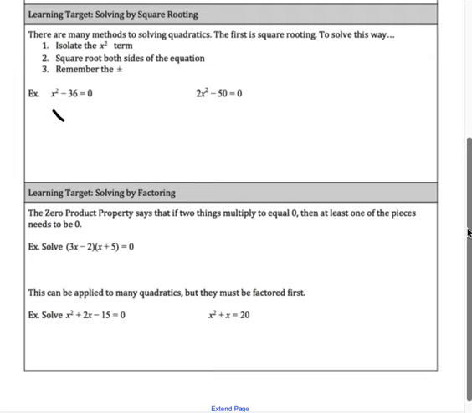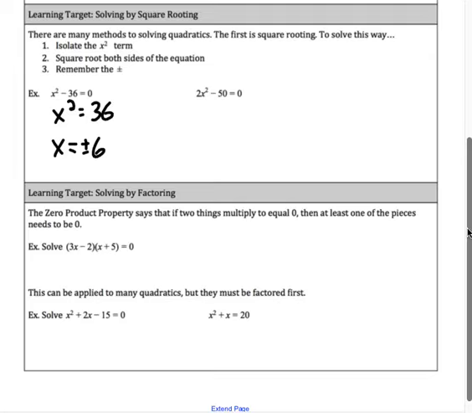So for this first one, that means adding the 36 over. Once it's by itself, now we're talking about square rooting both sides. Well, the square root of 36 is 6, but then we always have to remember we're looking for two answers. Quadratics have two answers. And when I'm square rooting, those two answers come from plussing and minusing. So remember, whenever you square root, plus or minus, okay? Don't forget it.